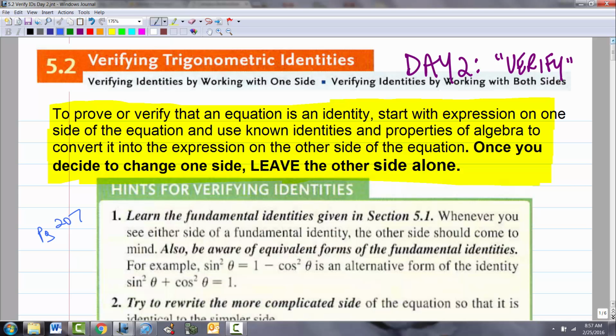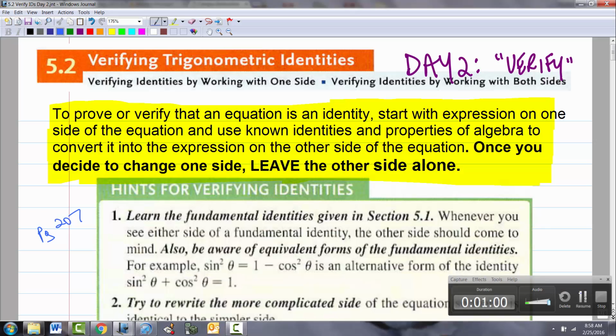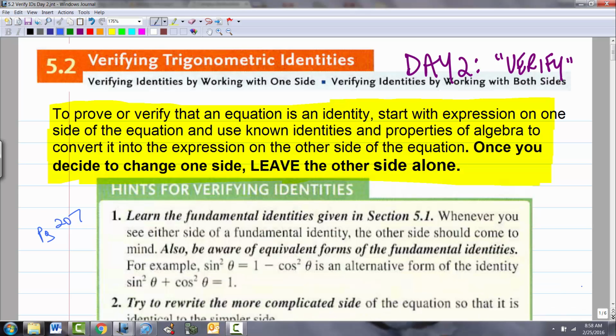So first of all, the yellow is important. So I'll let you read that for a second. I'll pause the video. You leave the other side alone. You pick a side. There is no "whatever I do to one side." Say it. There is none of that in this. Zero. All right. What you have to do is make a choice. I'm going to work with this side and turn it in exactly to the other side.